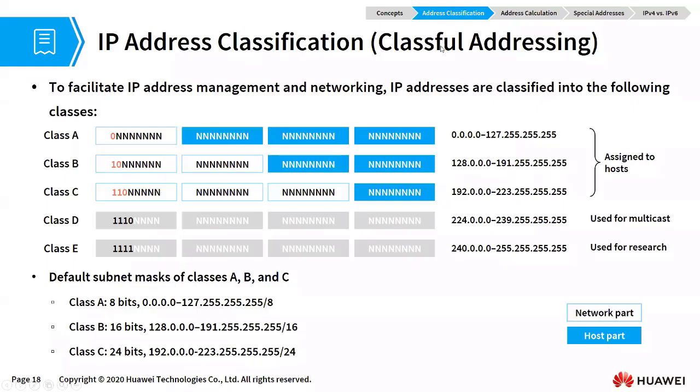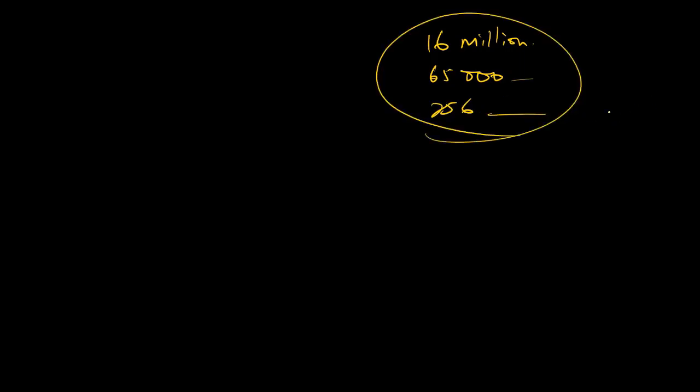Class A, 16 million IP addresses in each network. Class B, 65,000 IP addresses in each network. Class C, 256 IP addresses in each network. Can anyone tell me which of these classes can support a mid-sized company in Uganda today? Which one? Class C. Class C, are you sure?